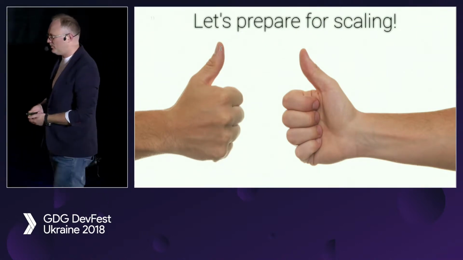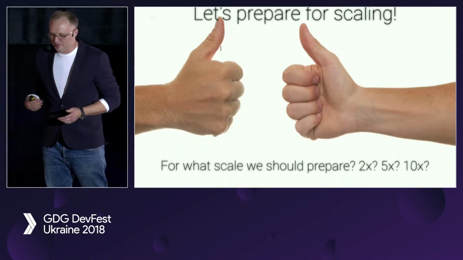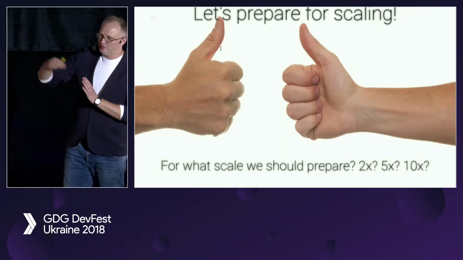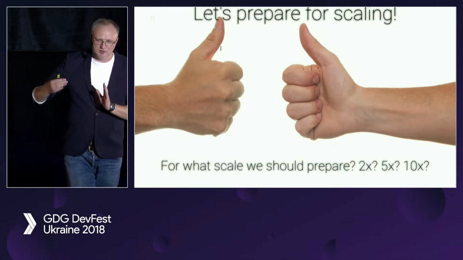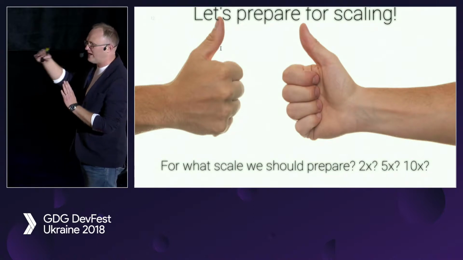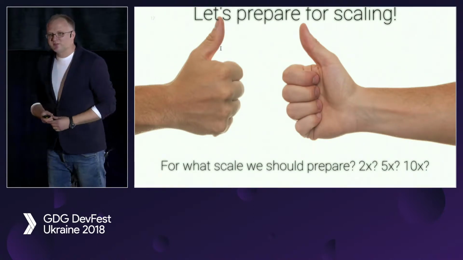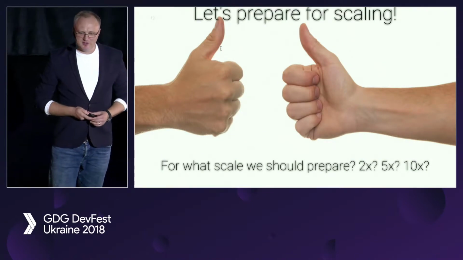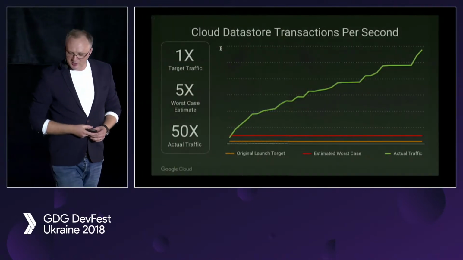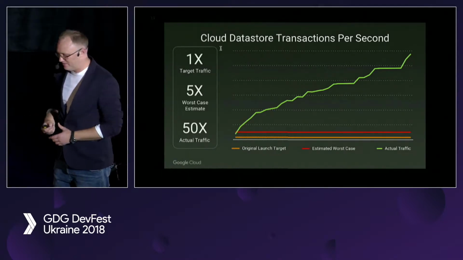The first question that you should ask is how seriously you should think about it. Should you think about a 2x spike, so 2 times more users are using your service, or 5 times, or 10 times more? To answer the question, I will show you another graph. Anyone knows such a game as Pokemon Go? At least heard some time ago.